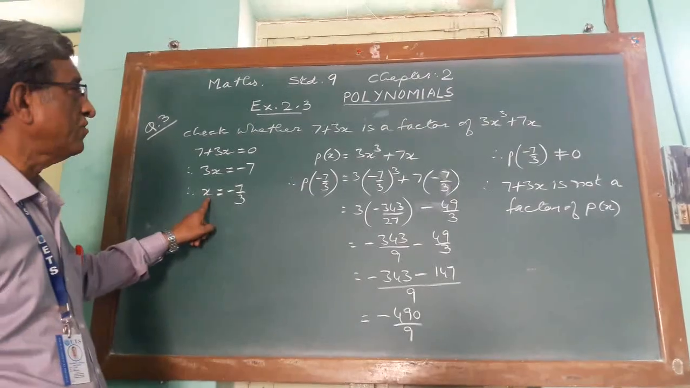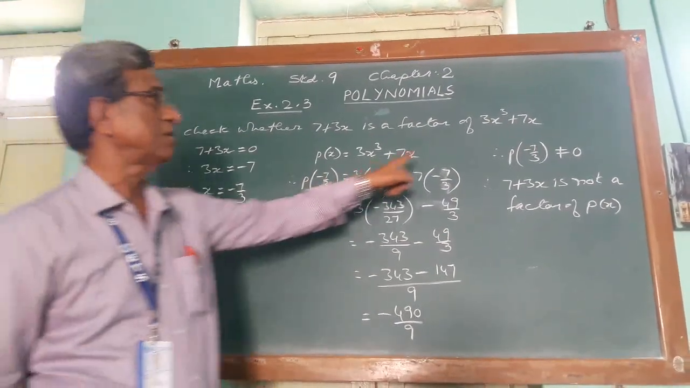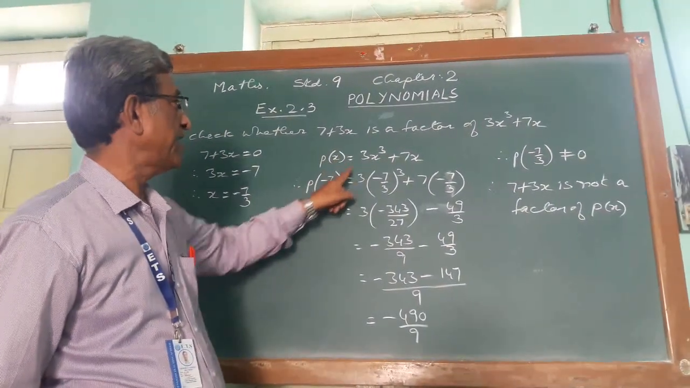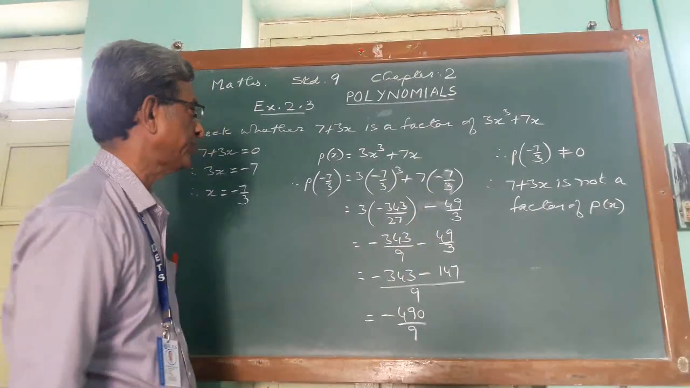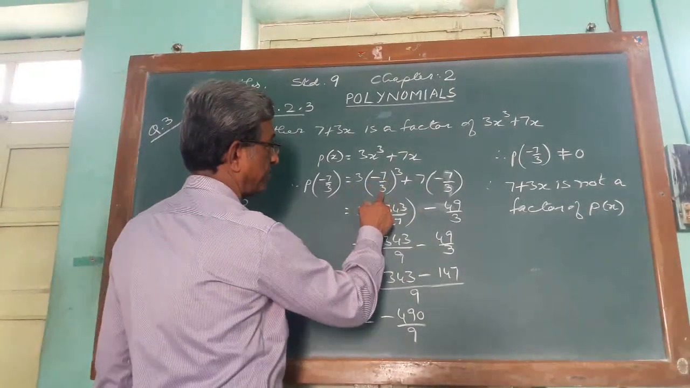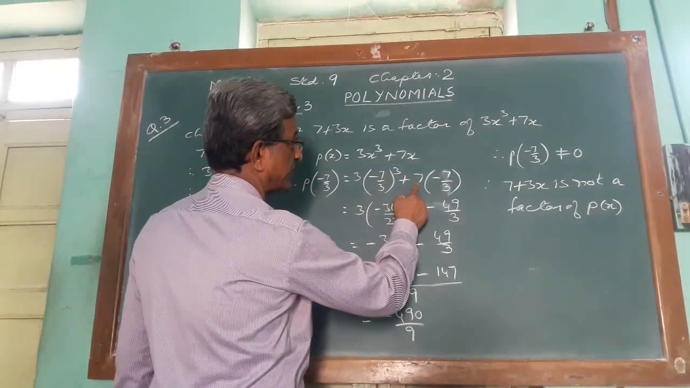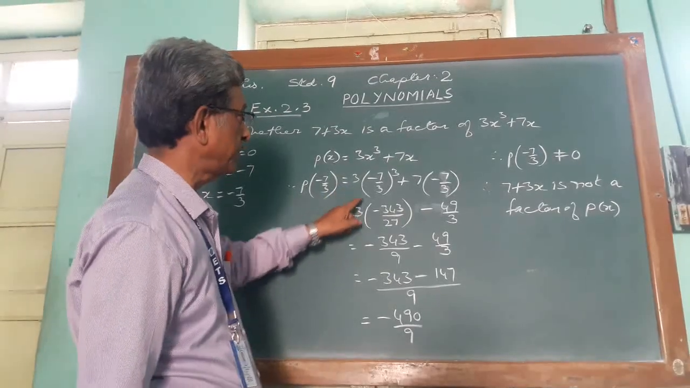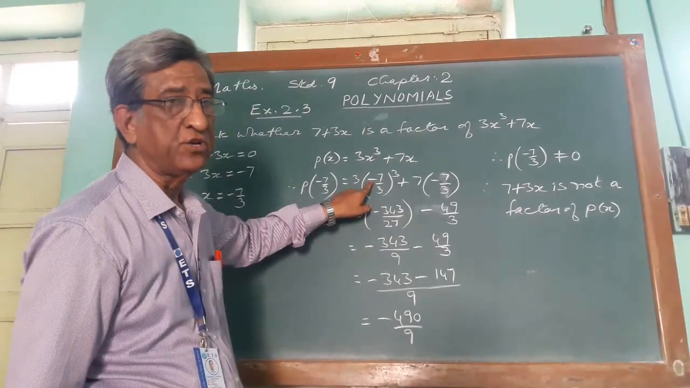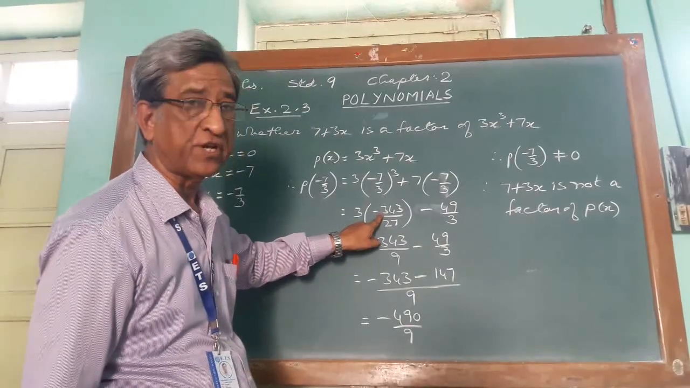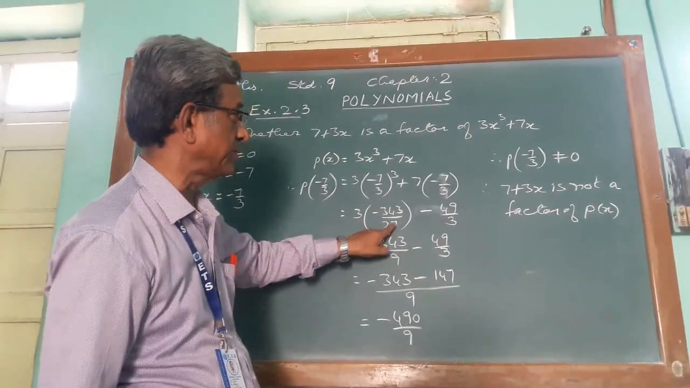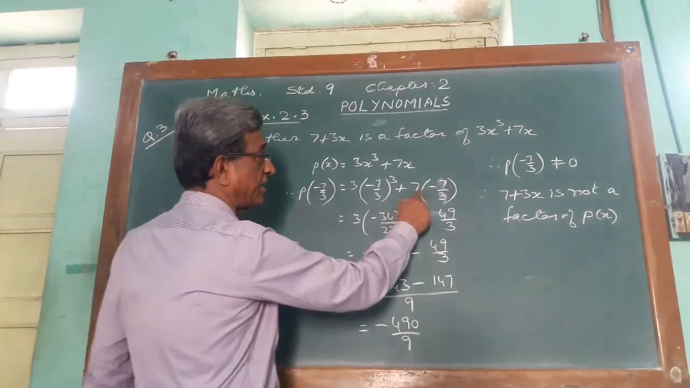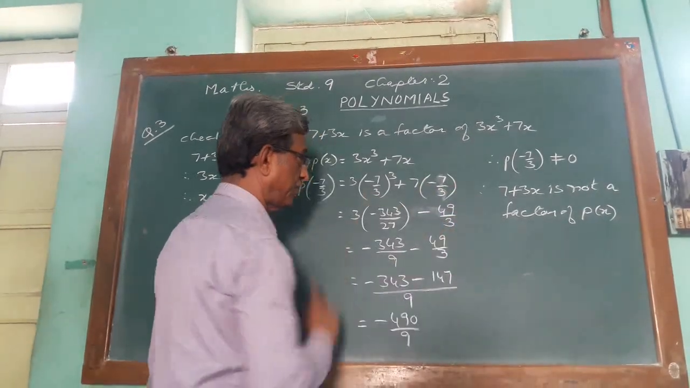So substitute the value of x in the given polynomial, 3x cube plus 7x. So in place of x, write down minus 7 upon 3. So 3 into minus 7 upon 3 raised to cube, plus 7 into minus 7 upon 3. Simplify. 3 as it is, cube of minus 7 is minus 343 and cube of 3 is 27. Plus into minus gives you minus. 7 into 7, 7 sevens are 49 upon 3.